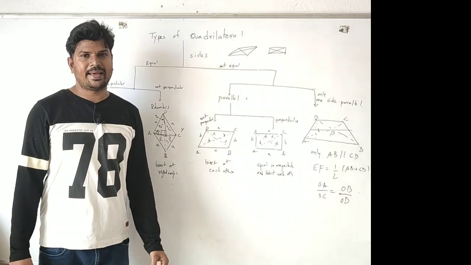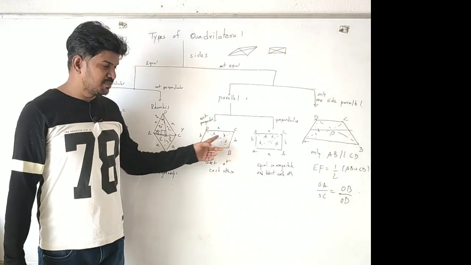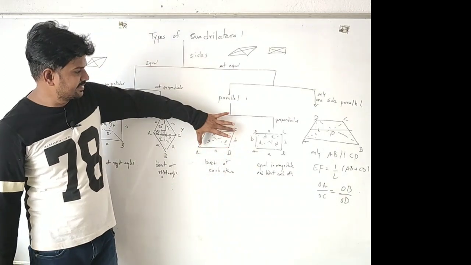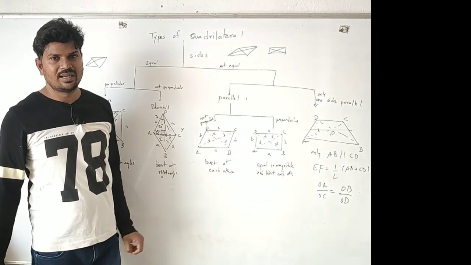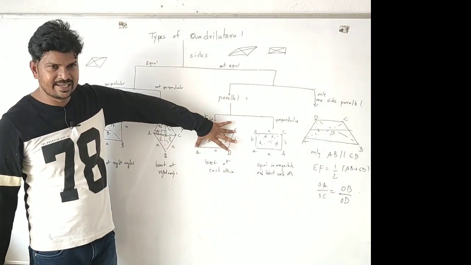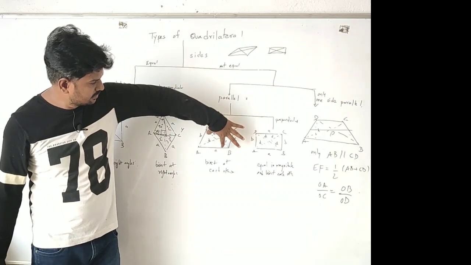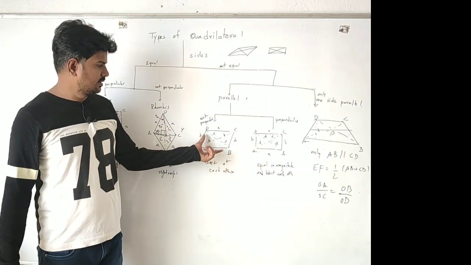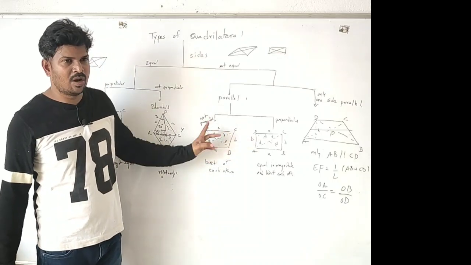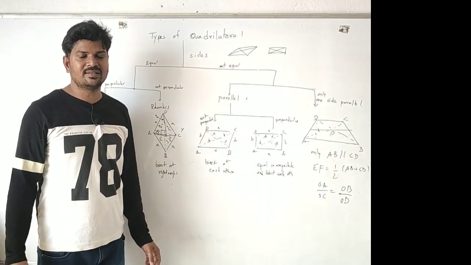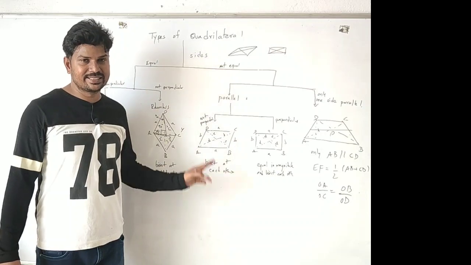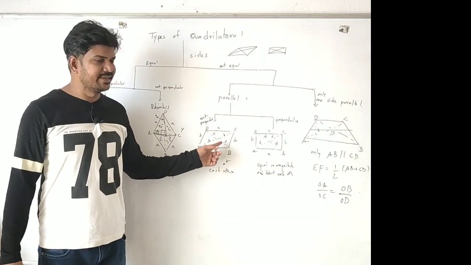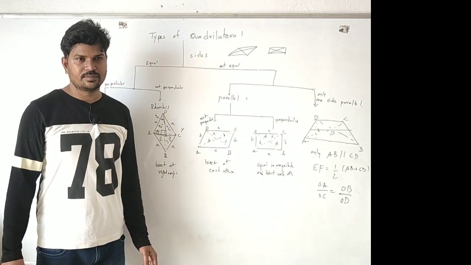Now come to the parallelogram. The diagonals bisect each other, but these lengths are not the same. Suppose this length is x, it is divided into x by 2, x by 2. This other length is not x, it is y. Because this length is smaller and this length is larger, obviously they will not be the same. The diagonals are not the same here, but they bisect each other. And obviously they don't make 90 degrees at the point of meeting.